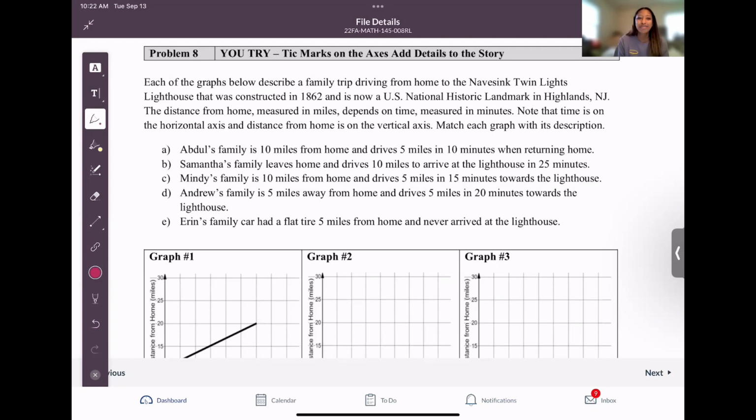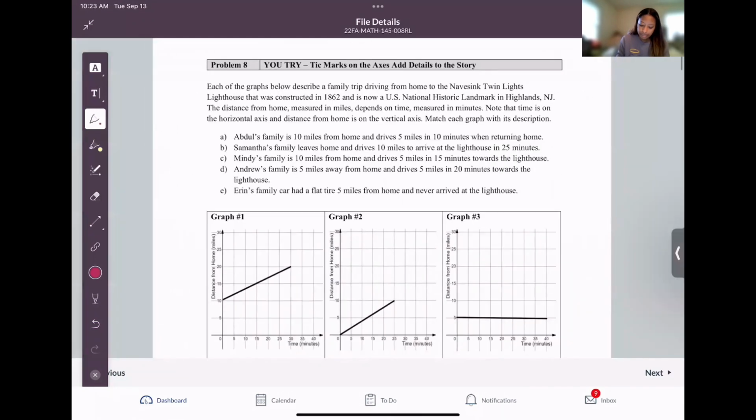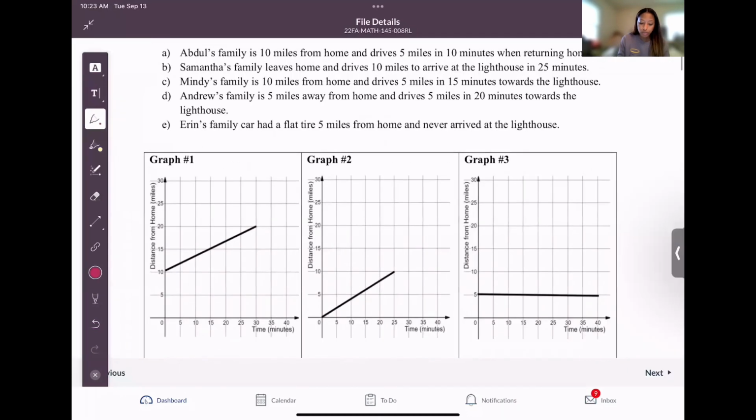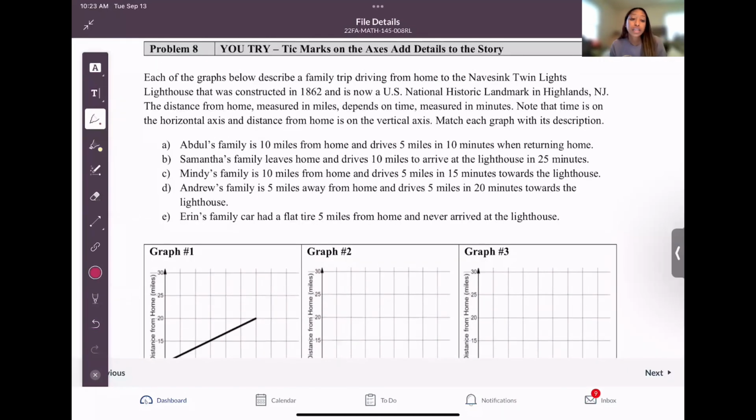All right, the distance from home measured in miles depends on the time. So this is a distance over time graph. And the time is measured in minutes. Note that the time is on the horizontal axis and the distance is on the vertical axis. We want to match each description with the graph. So let's see. We're gonna have to do this one at a time. So we'll read the description and then determine which graph matches with the description.